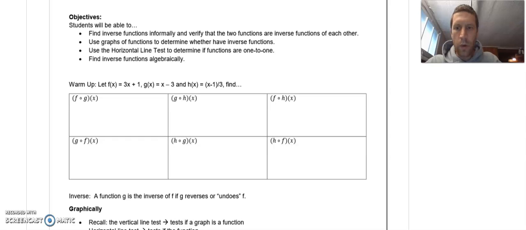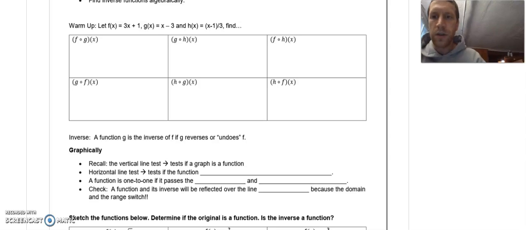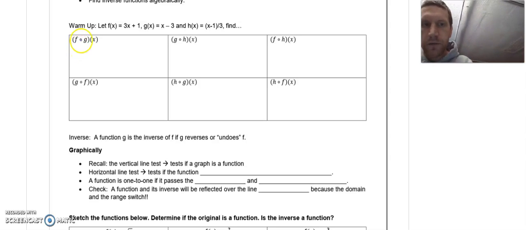So I'm going to let you guys do a warm-up. I'll walk through the first one, then you guys can try the other 5, and then I'll show the answers here. So just to recap from last week, f of g of x.